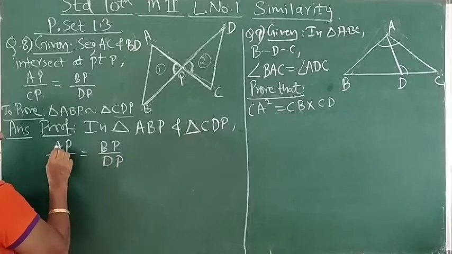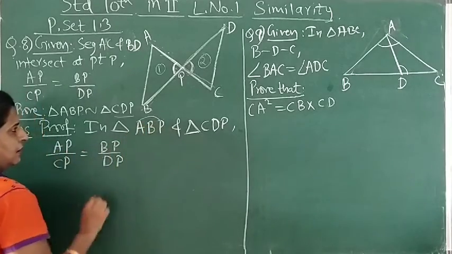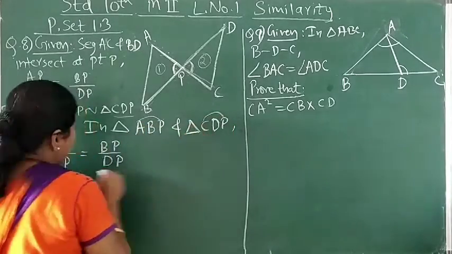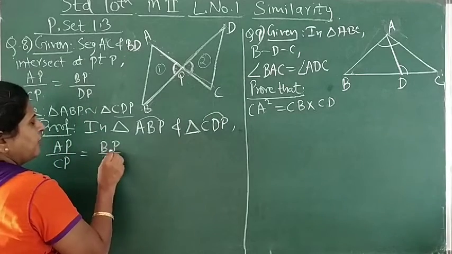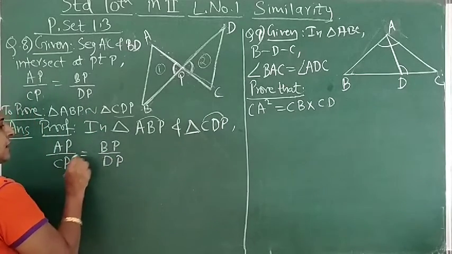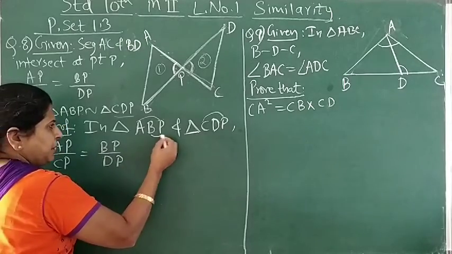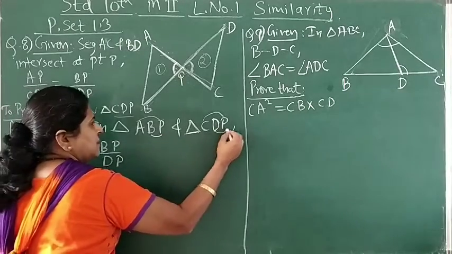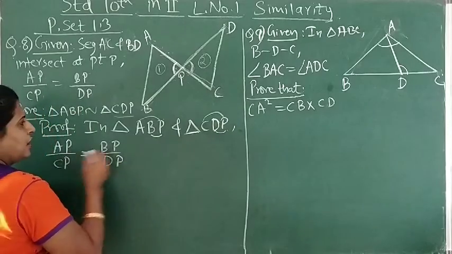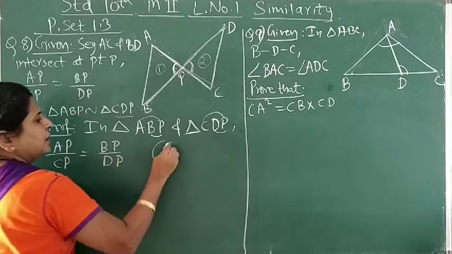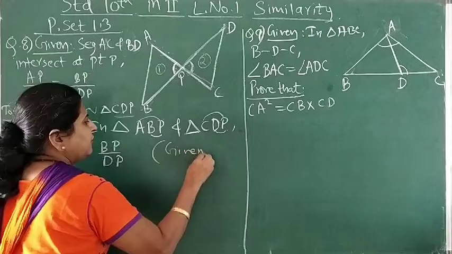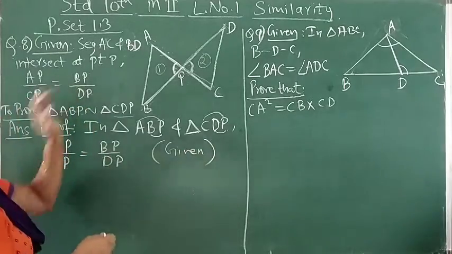You can check this: AP, that is the first and third letter we are using here, upon CP. And here it is BP, which means now it is taken second and third. This side BP, and here the second and third is DP. So this is given to us. So these two sides are in proportion. This is given. Why are we saying it is equal? Because it is a given thing.